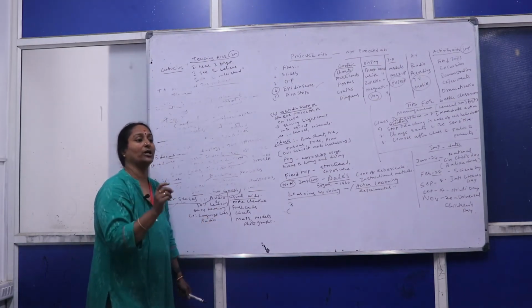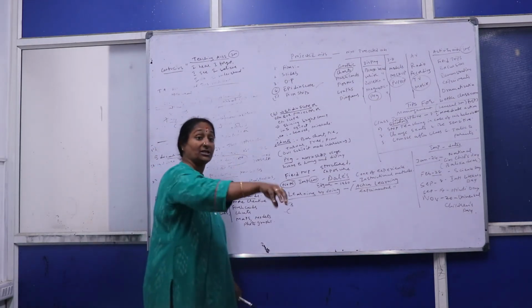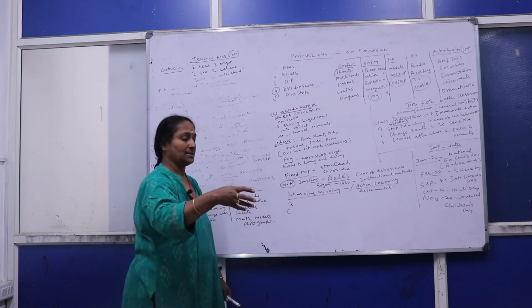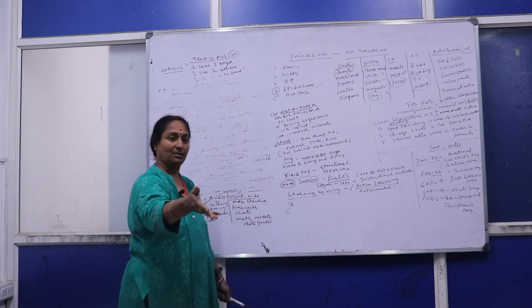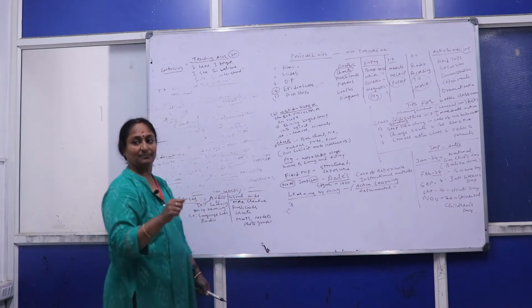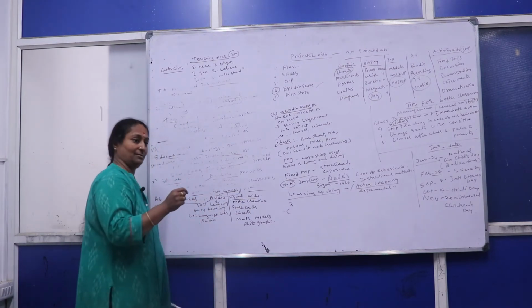Maps, models, photographs. Now for example, if you are trying to teach in history about Mughal Emperor Shah Jahan. Why do you like Shah Jahan?